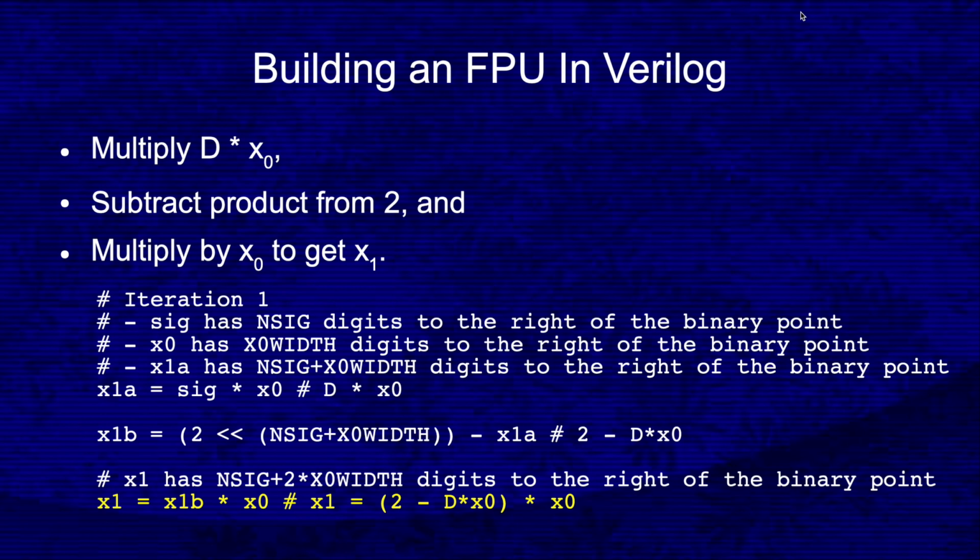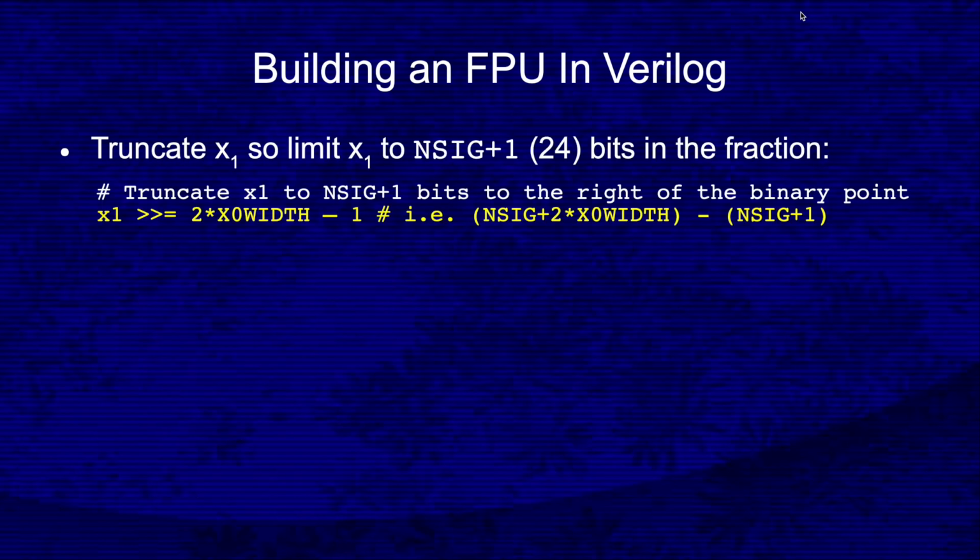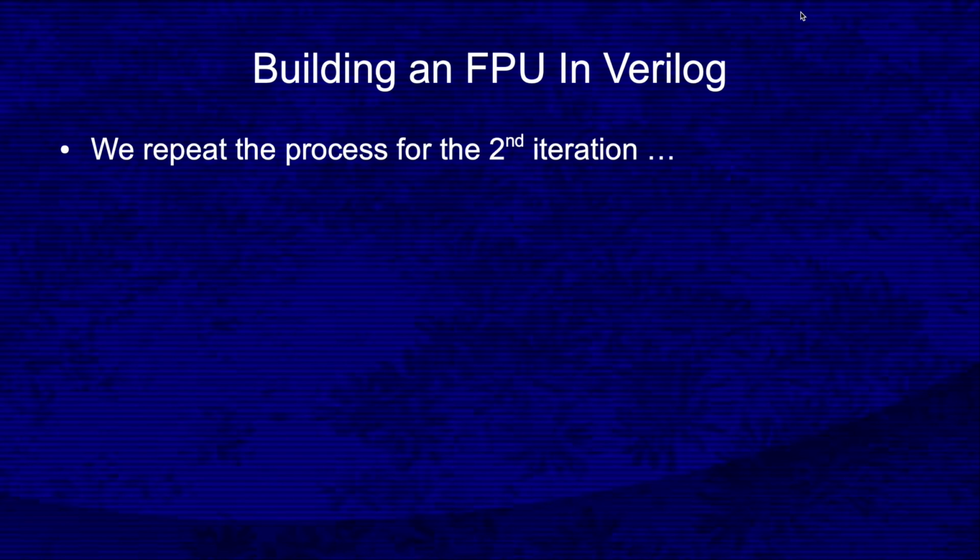This product has 39 bits to the right of the binary point. We shift this product right to get back to having only n sig plus 1 bits to the right of the binary point. This is our value for x sub 1. We repeat the process to calculate x sub 2, but note that things are now different.